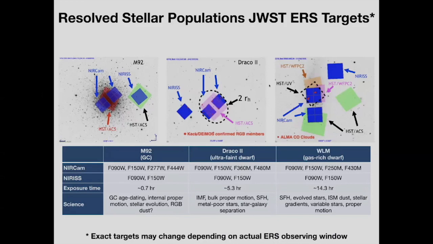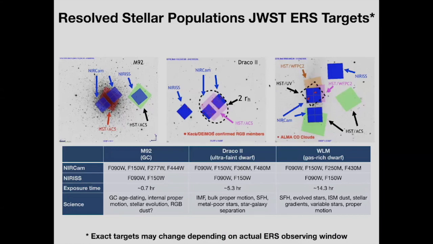These are very sparsely populated systems, so they may only have hundreds of member stars that are accessible both with HST and spectroscopy, and so maximizing the overlap between our imaging and spectroscopy was a goal here. And Draco-2 is an excellent representative of all the ultra-faint galaxies around the Milky Way, so it'll really show us what we can do with JWST.